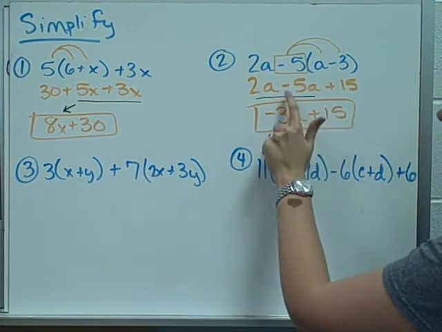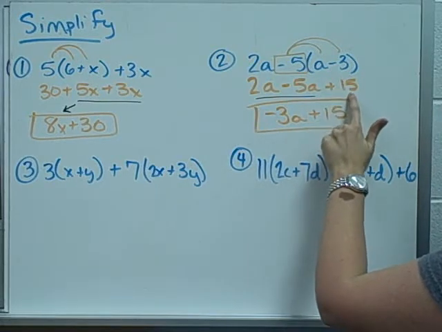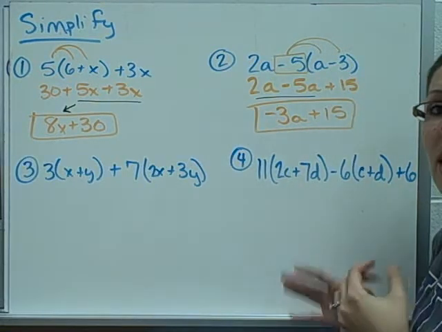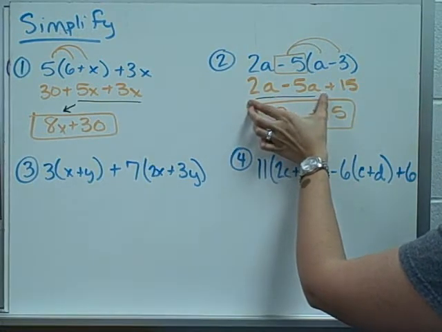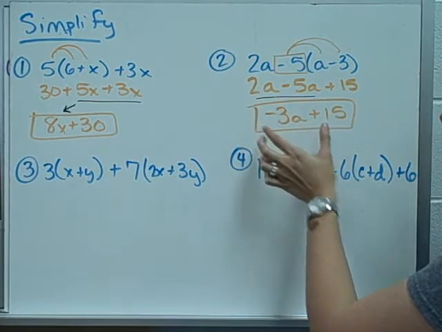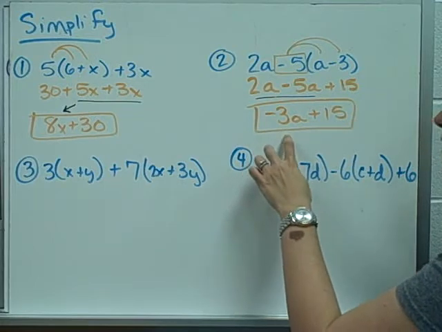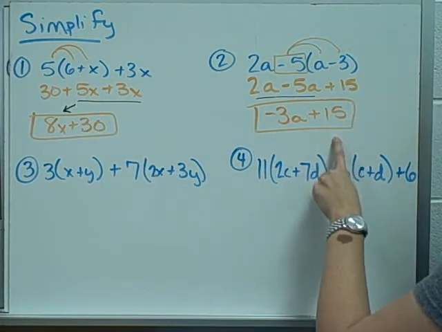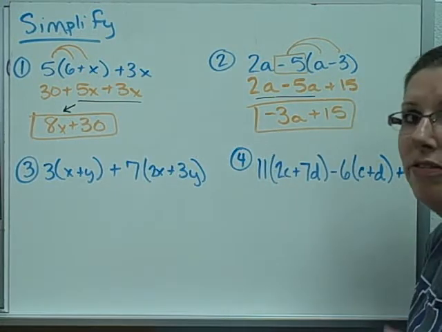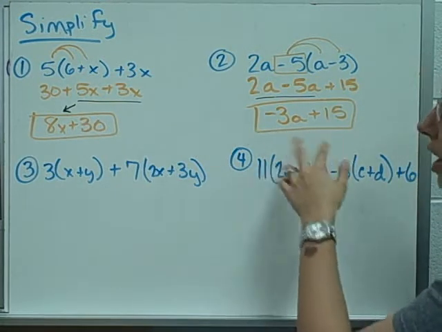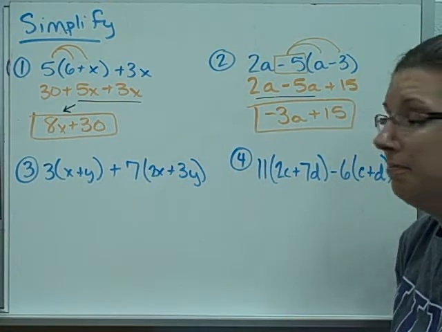Negative 5 times a is negative 5a. Negative 5 times negative 3 is positive 15. Okay? Once you've gotten all that written down, you just bring down what you didn't use. And now I'm combining my like terms. 2a minus 5a is actually going to be a negative 3a, and then bring down the plus 15. That's your final answer. It's okay to have a negative number out front. That's fine. I'm still following my rules where my terms with my variable come before my constant.